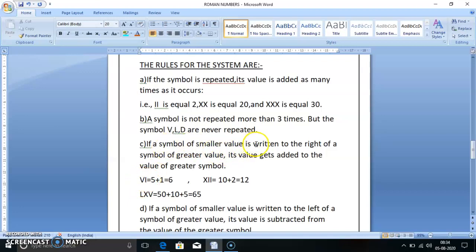If a symbol of a smaller value is written to the right, that is, in the right side the smaller symbol is written and in the left side the greater symbol is written, then we can add these two. V means 5, I means 1, that is 5 plus 1 equals 6. Here also, 10 plus 2, 12. 50 plus 10 plus 5, 65.